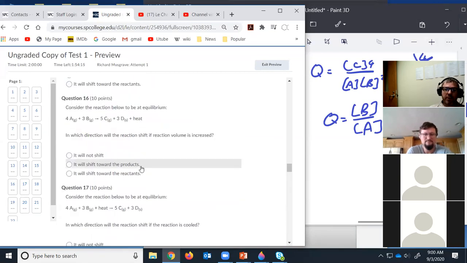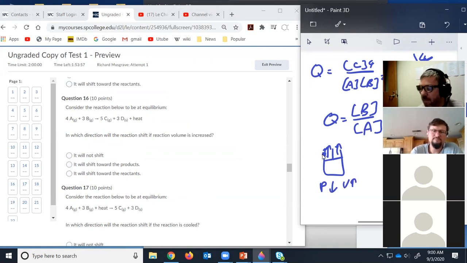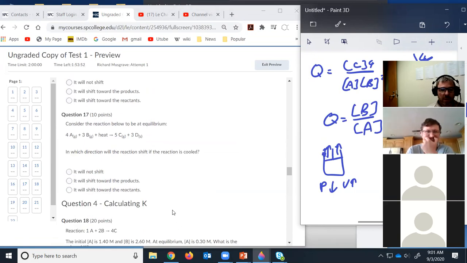Okay. In which direction will the reaction shift if the reaction volume is increased? Now remember what we're doing if we're increasing volume. We've got our piston, increasing volume. So the pressure is going down, the volume's going up. Increasing volume. Okay, all right. Now, which way will the reaction shift in this case?